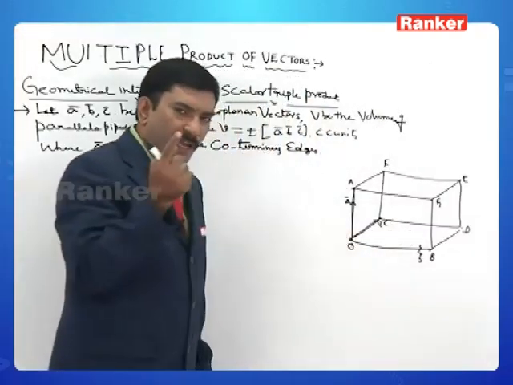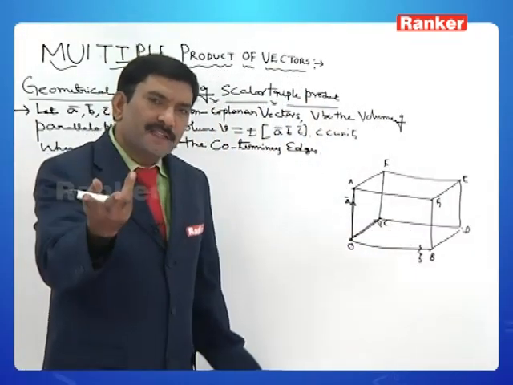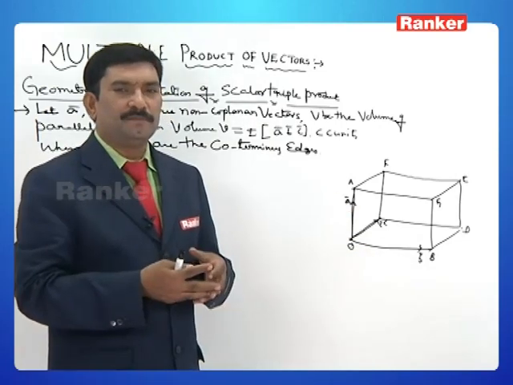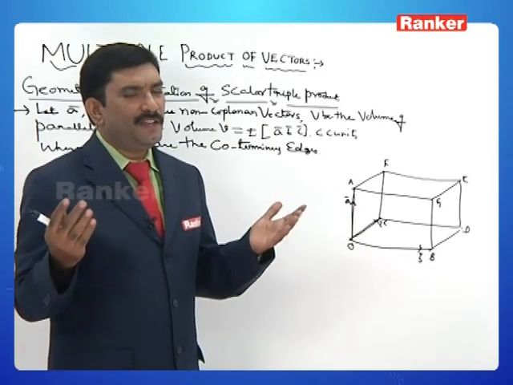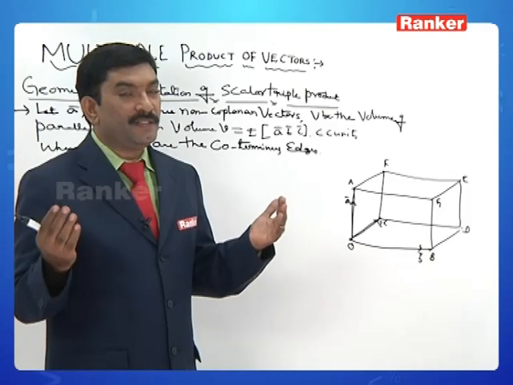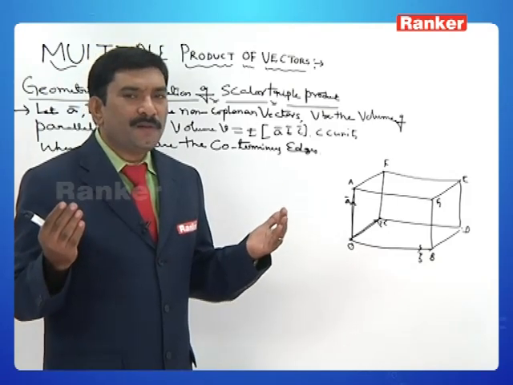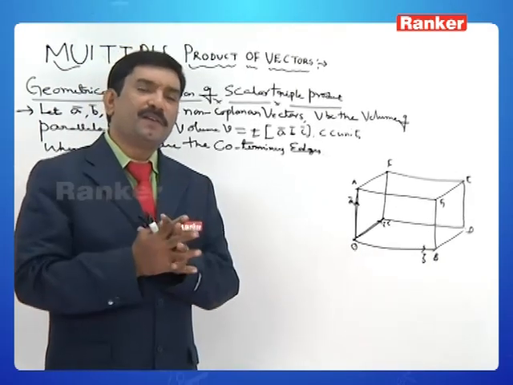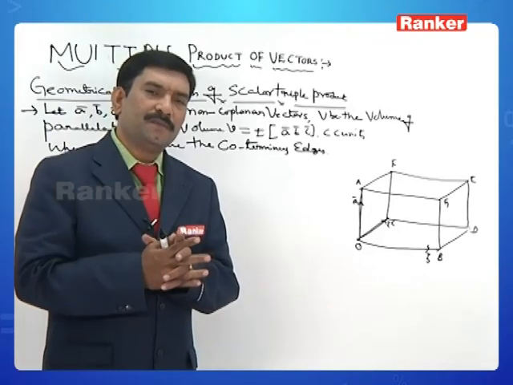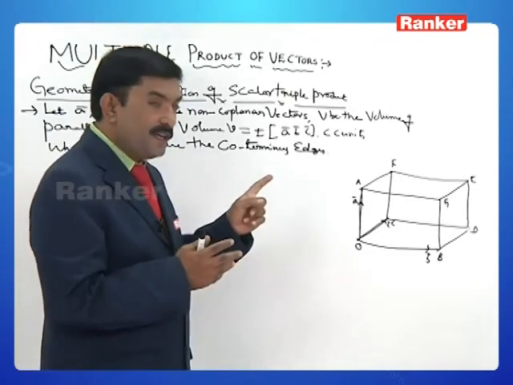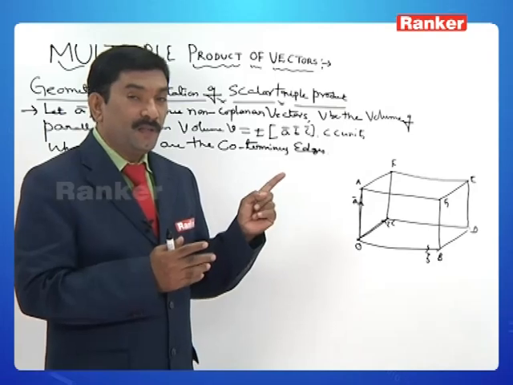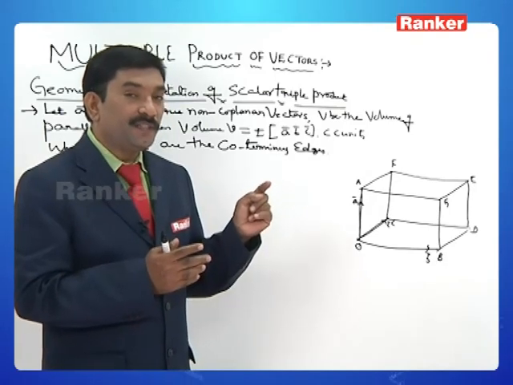That plane is nothing but a parallelogram. What's the area of a parallelogram with adjacent sides B bar and C bar? Modulus of B bar cross C bar. Followed? Now it's three-dimensional. It's a volume. Length into breadth into height we want.